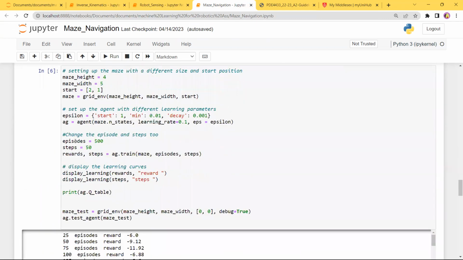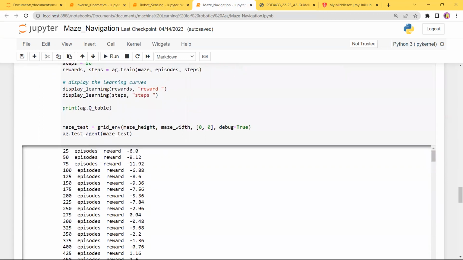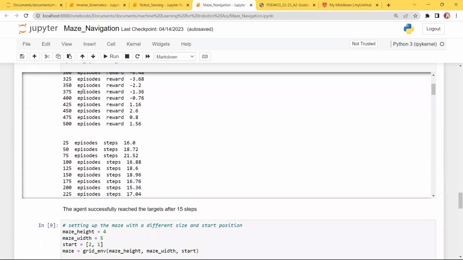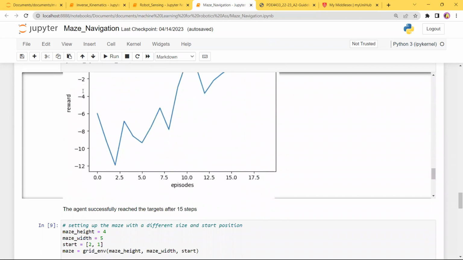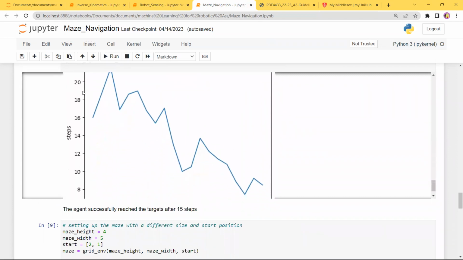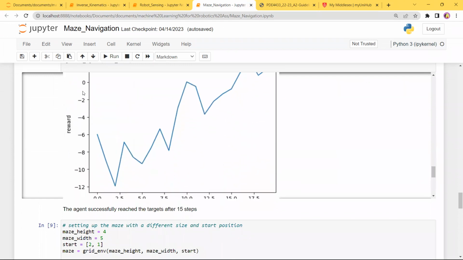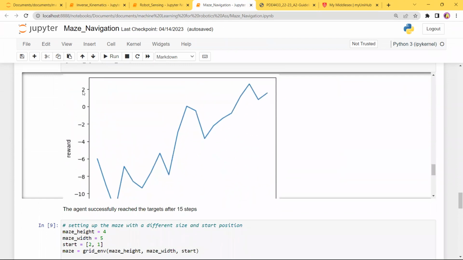So here in cell 6, I changed the size and other parameters, and I got 15 steps. I changed the size, which is maze height of 4, maze width of 4, and I got 15 steps. Yeah, that's the 15 steps.